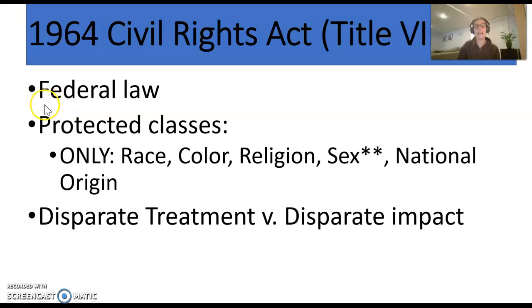So why did I put an asterisk over the word sex? Well, in the original 1964 Act, the word sex meant only gender. So that is originally, as the courts would interpret it, it meant gender discrimination. So not discriminating against someone on the basis of being a man or a woman. That is how the courts interpreted the word sex in the law to mean for many decades.